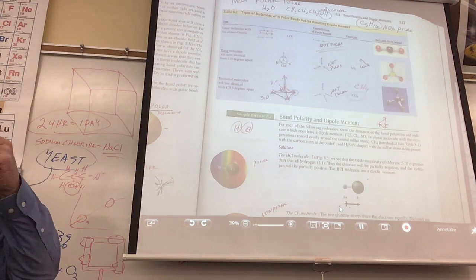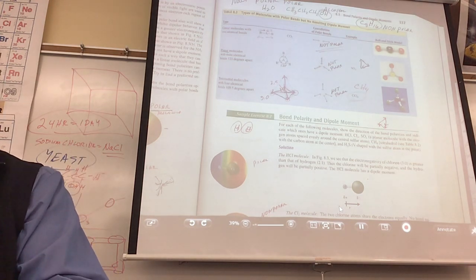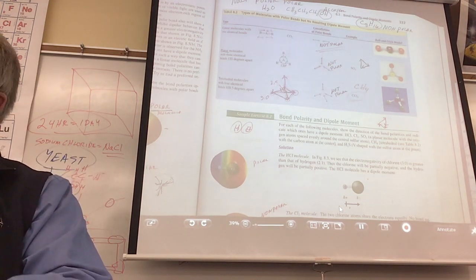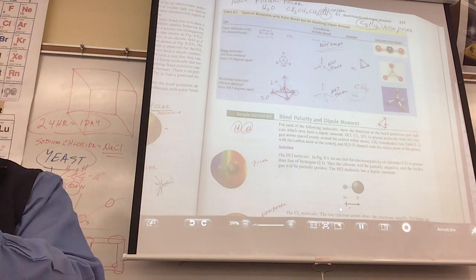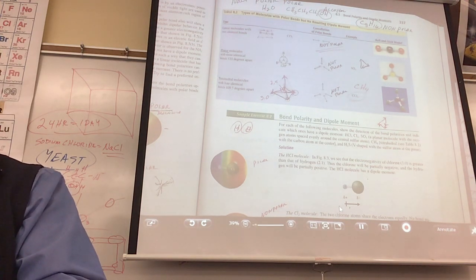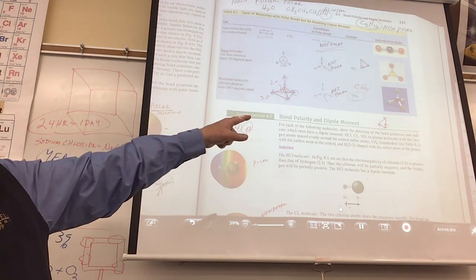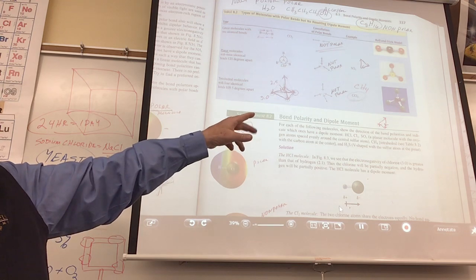And now this one's called tetrahedral. Now a tetrahedron is not a pyramid. A pyramid has a square base, and a tetrahedron has a triangular base. This is a really big shape in chemistry.